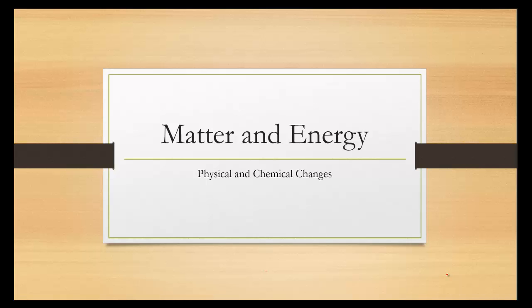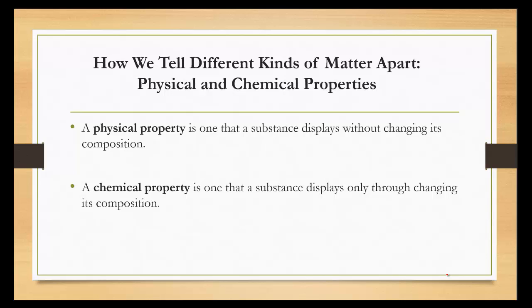In this tutorial, we will be discussing physical and chemical changes. A physical property is one that a substance displays without changing its composition. A chemical property is one that a substance displays only through changing its composition.